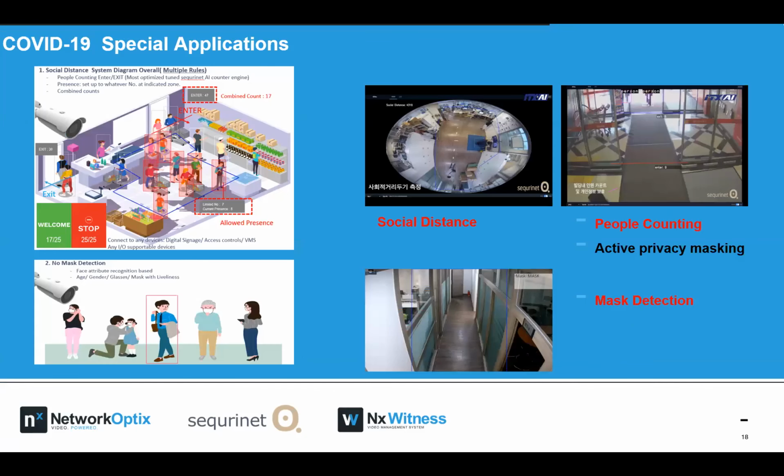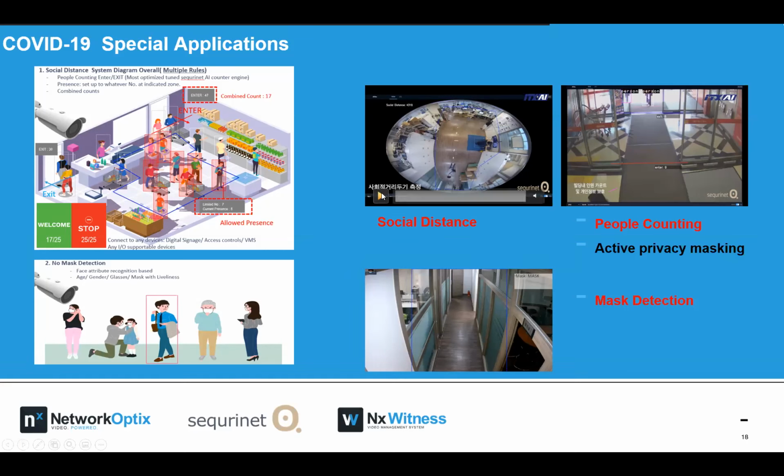A quick word about our COVID-19 application. We developed a version of the AI box, which is combining a couple of detections. One is measuring social distance. The other one is people counting, to make sure that there are not too many people, for instance, in a store at a given moment. And we can combine that with the privacy masking to safeguard the privacy of the persons that we are detecting. And then also do the mask detection. So on the left side are some drawings out of our brochure explaining the application.